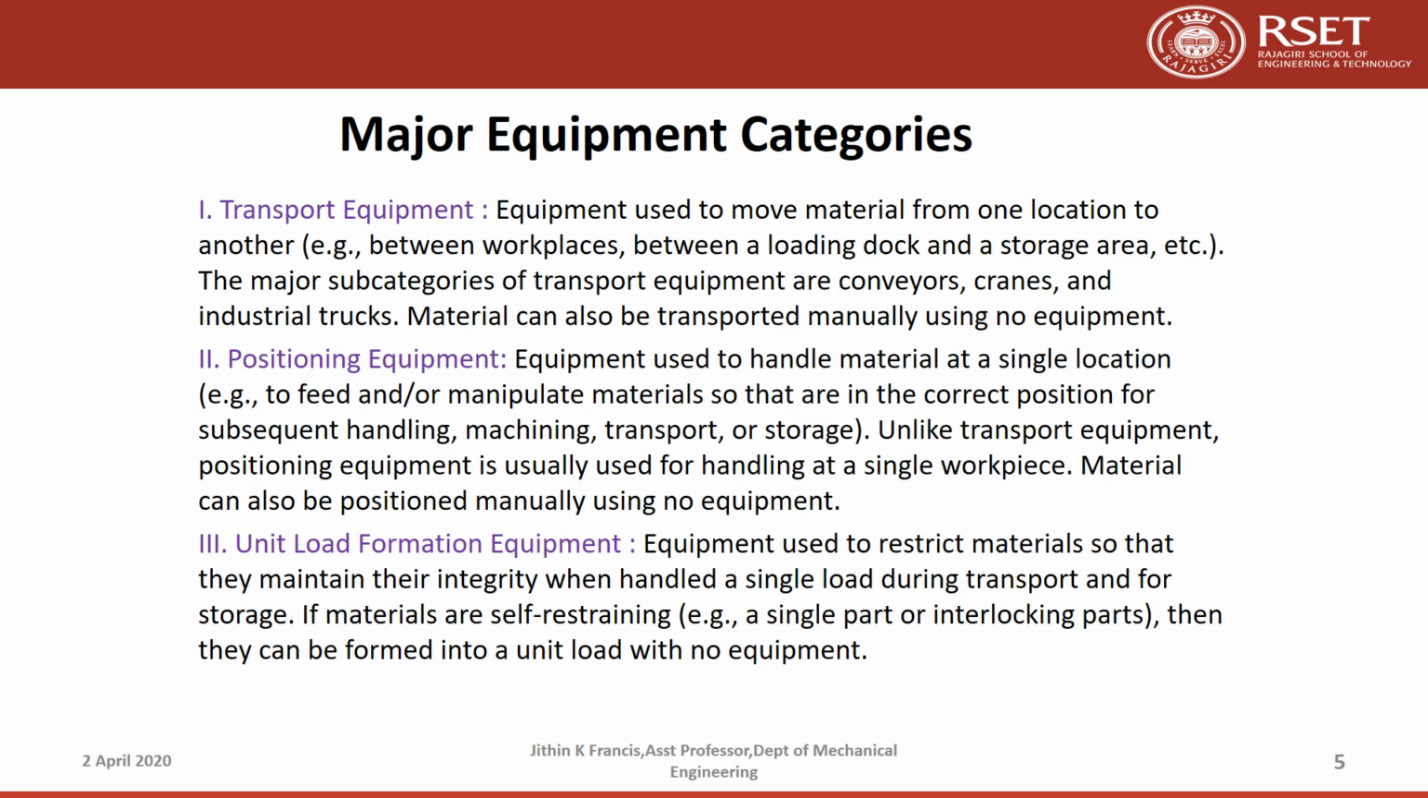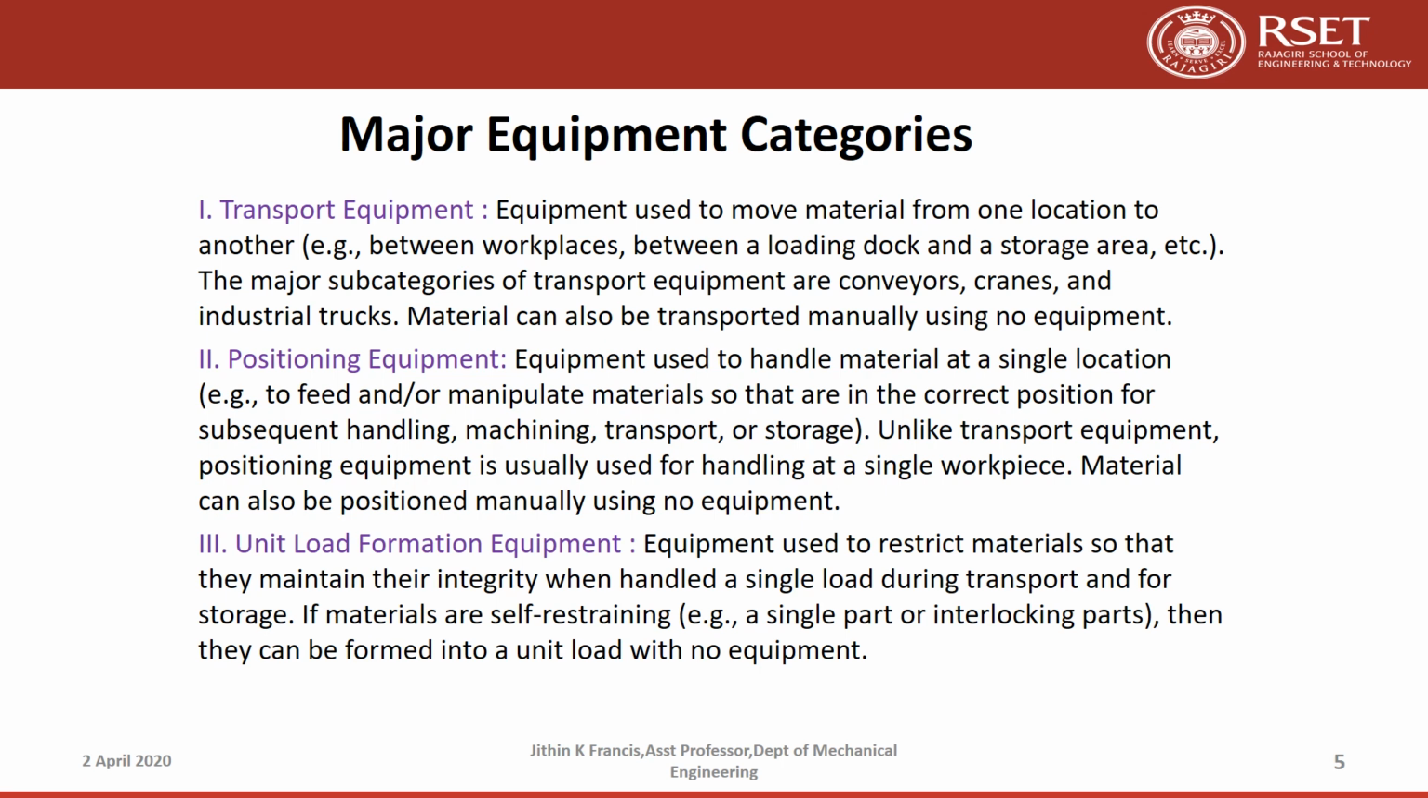Major equipment categories. Transport equipment. Equipment used to move material from one location to another, for example between workplaces or between a loading dock and a storage area, etc. The major subcategories of transport equipment are conveyors, cranes and industrial trucks. Material can also be transported usually using no equipment also. That is among the major categories. The first category is the transport equipment. That is, the main function is to transport from one place to another.